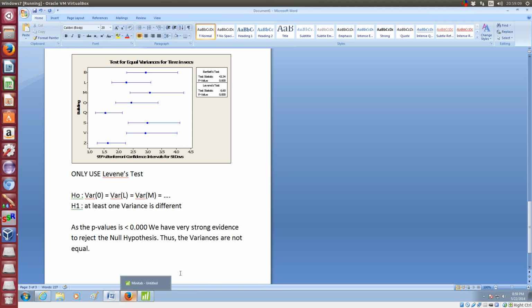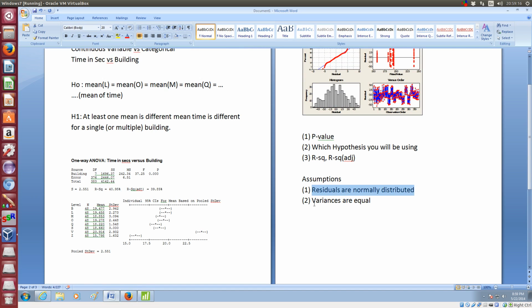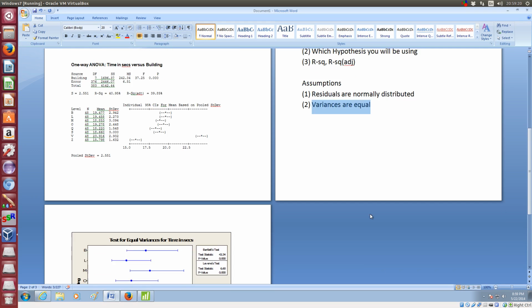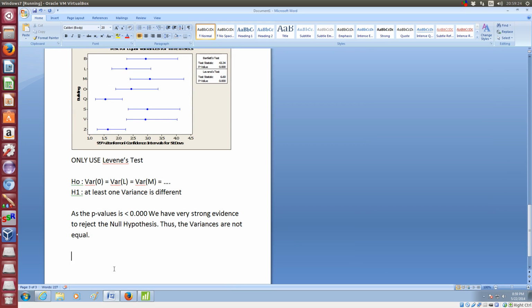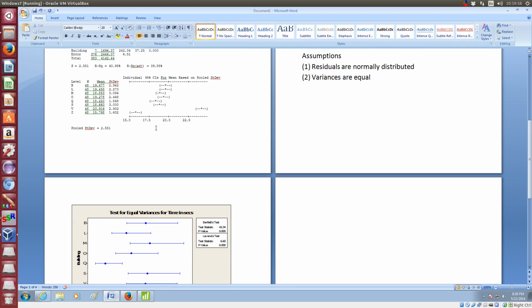Okay, so as I was saying before, with the OneWay ANOVA that we performed, I would say that we're fairly confident that the residuals are normally distributed, but we found that the variances are not equal. So in this situation, you just need to write something like this: as the assumption of equal variances has not been satisfied, we cannot be confident in the results of the OneWay ANOVA. It does not mean that the results of the OneWay ANOVA are incorrect. We just can't state that they are correct with confidence because we haven't satisfied that.